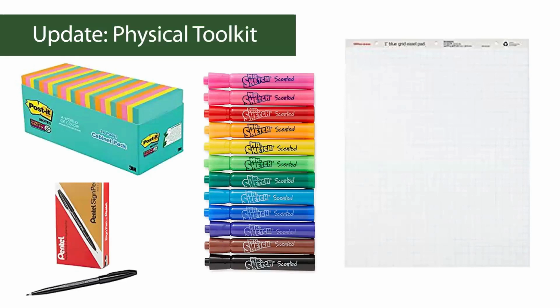Having a good set of chisel tip markers rather than pointed markers is a key thing. A lot of facilitators like the Mr. Sketch brand because they don't smell like chemicals. They smell like fruits, and they're pretty friendly in that regard.